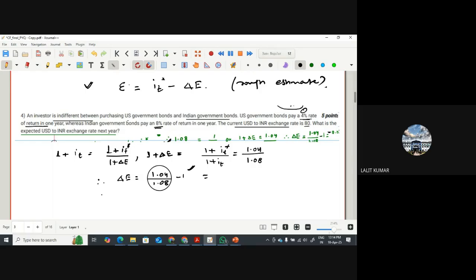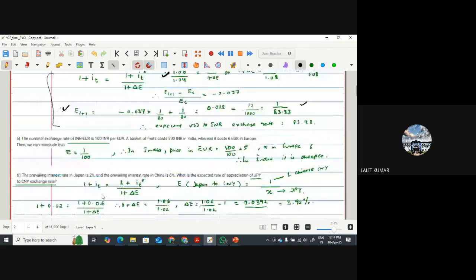Now finding this delta E, we know that delta E is equal to ET plus 1 minus ET divided by ET. And current exchange rate here, they have given it is 1 by 80. So this will become ET plus 1 minus 1 by 80 divided by 1 by 80. Equate with this delta E, the value which you have got, and you can get ET plus 1. Okay, is that okay?